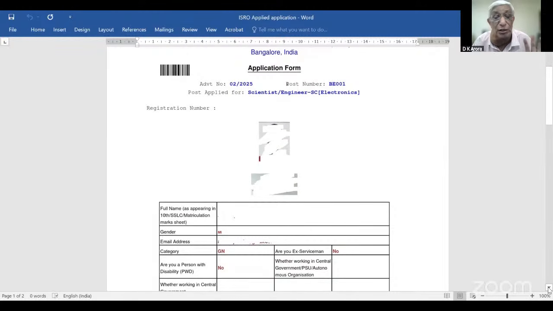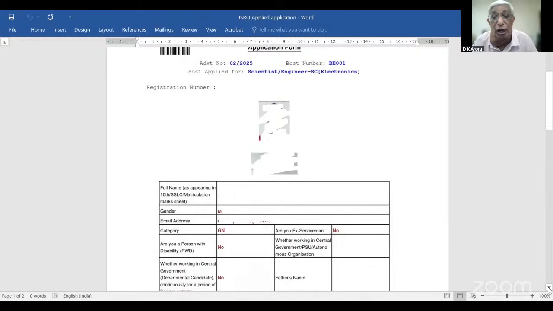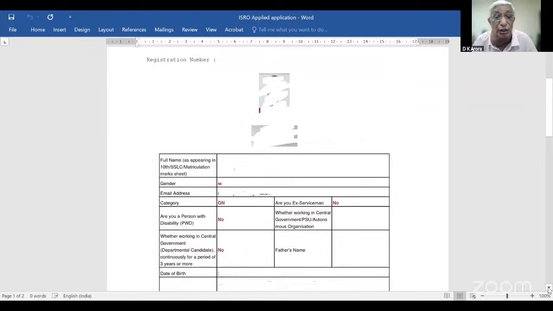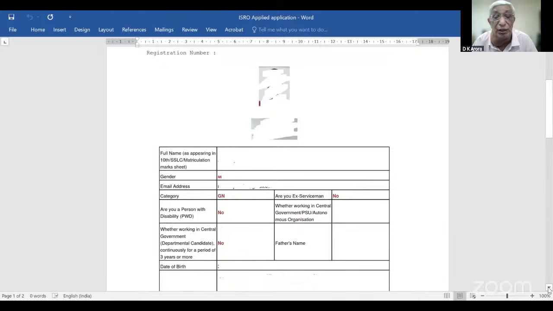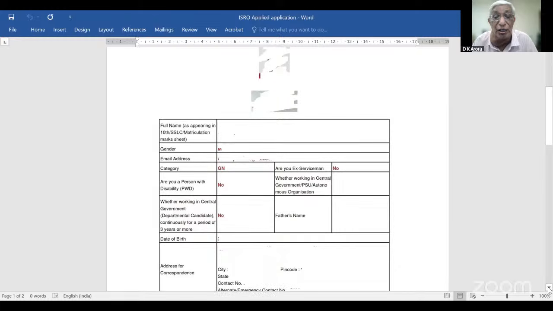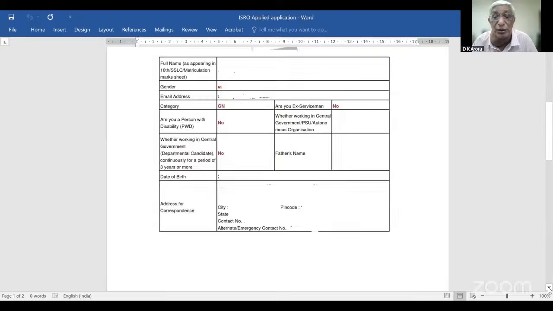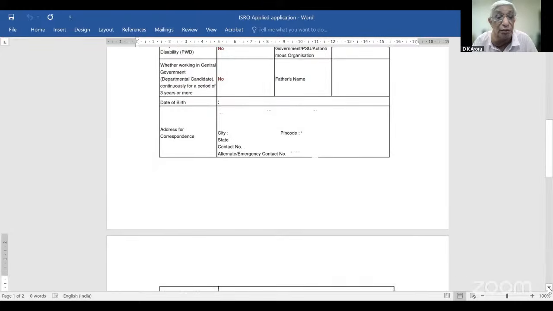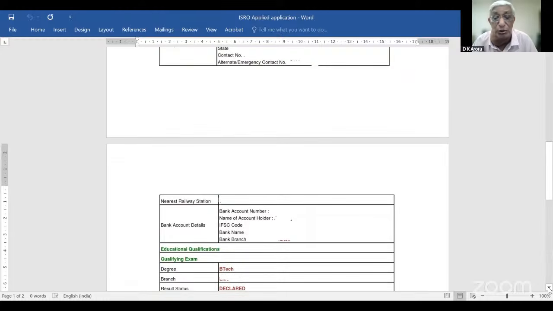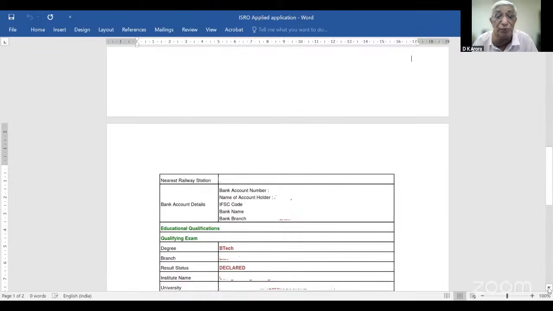Your full name as per the 10th class certificate, then gender, email address, category. Are you ex-serviceman? Are you a person with disability? Whether working in central government, PSU or autonomous organization, there is an age relaxation of 3 years in that case. Your father's name, date of birth, DD-MM-YYYY, then address for correspondence. This is one part of it. Then the second part is related to the nearest railway station, and then they are asking you for the bank details. This is for reimbursement of the travel expenses.